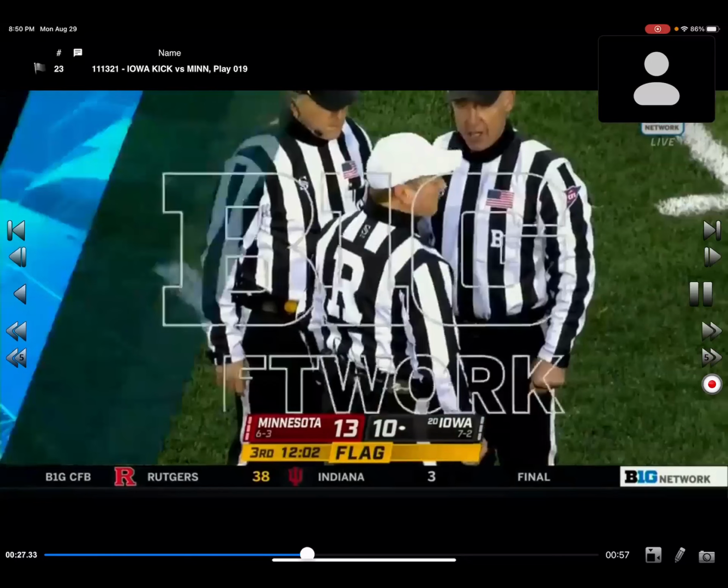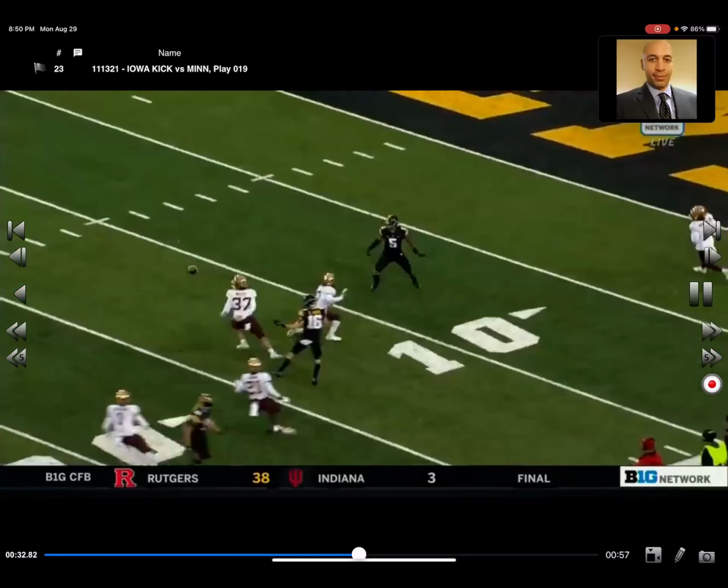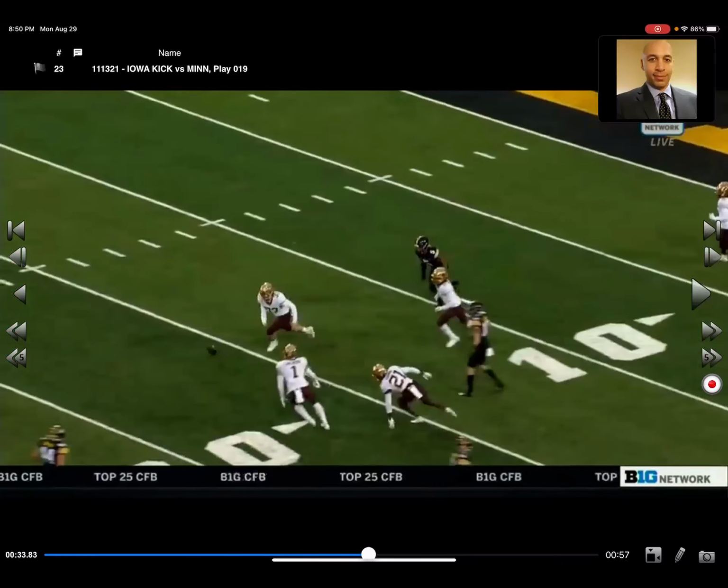So, Matt, what kind of help do you think we could look for from replay on that? I'm looking at touching of the ball. I'm looking at whether there's a fair catch signal or not. I'm looking at whether the ball was touched or not and who touched it. And I'm looking at a clear recovery.